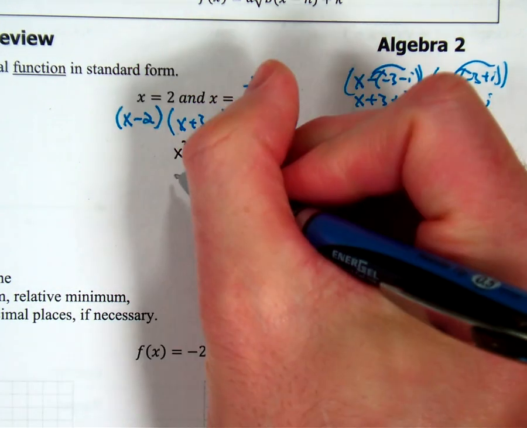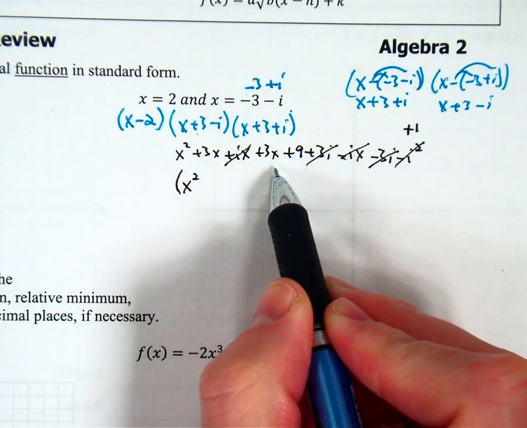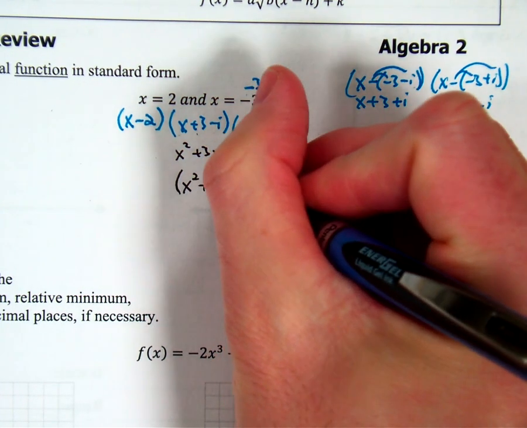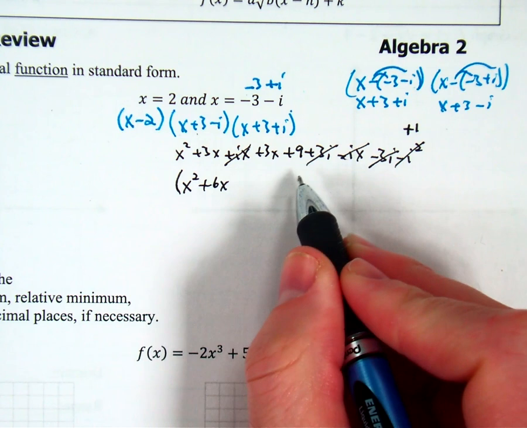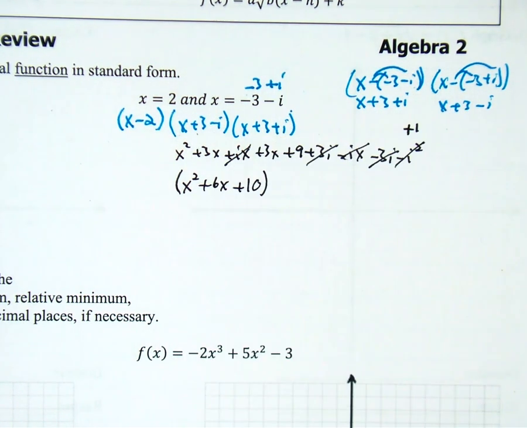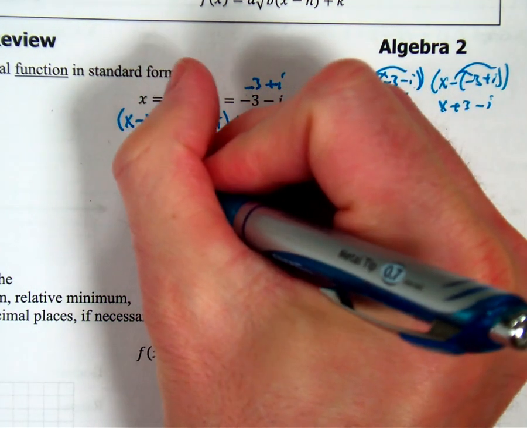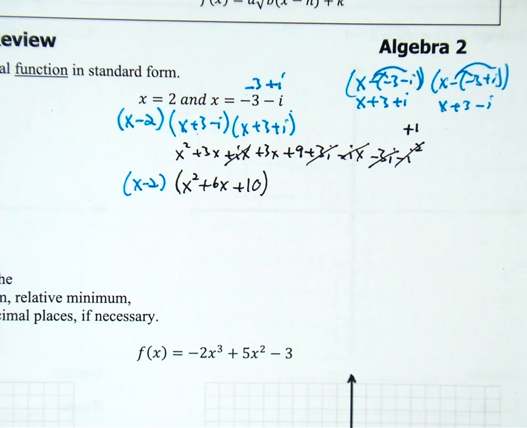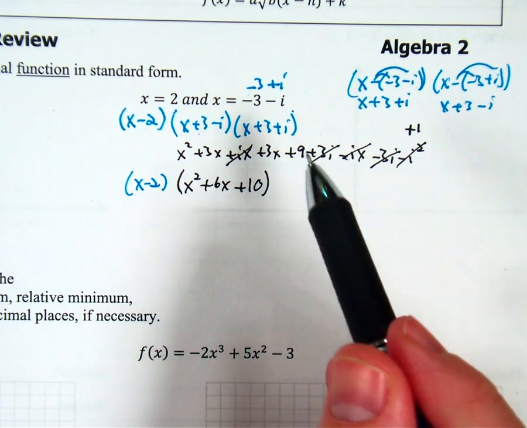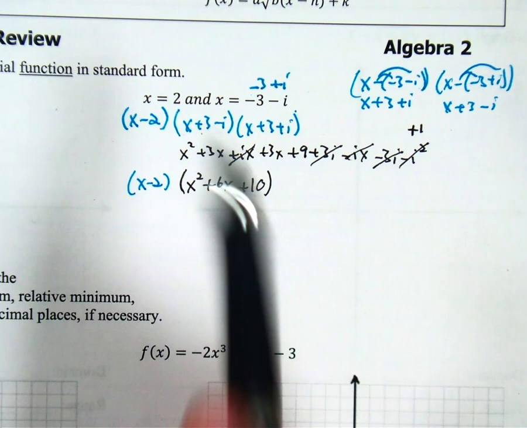So simplifying this down, we have x squared plus 3x is going to be plus 6x. Plus 9 plus 1 is going to be plus 10. And then we have our x minus 2. And now we get to do it all over again. But it's a little bit shorter. This time it's only 2 times 3 things, so there should be 6 pieces instead of 9.